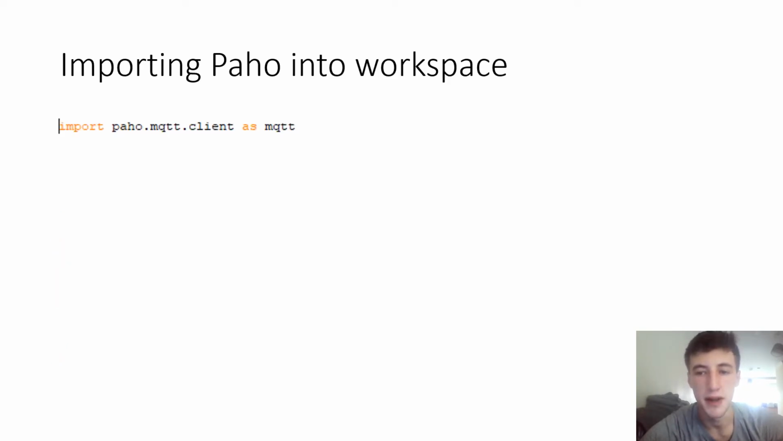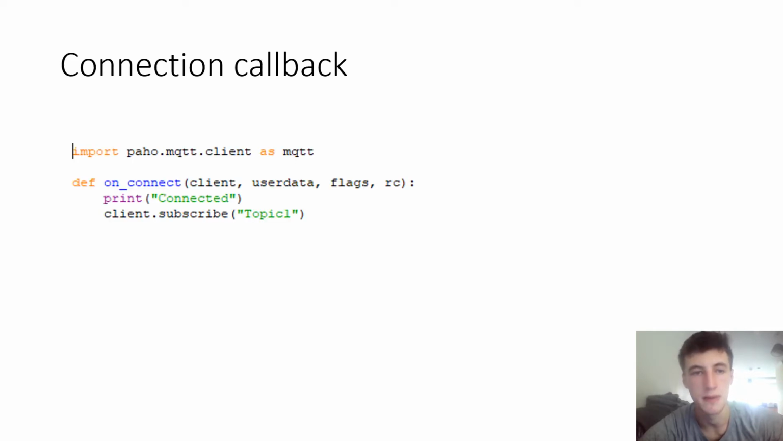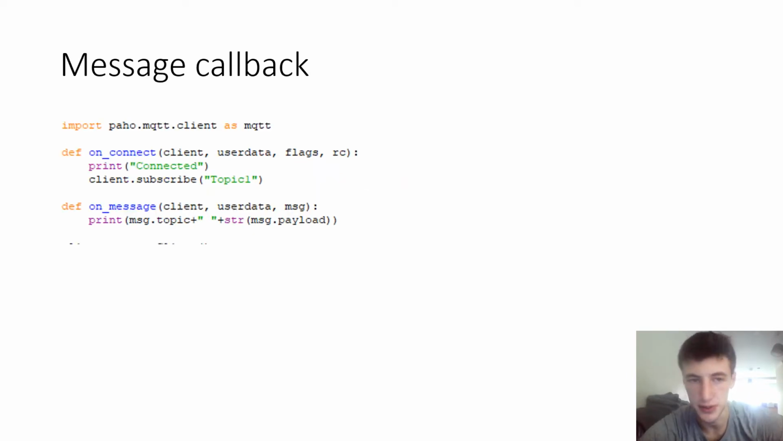And then if you open a Python file, you can now import Paho into the workspace by using this command here, import paho.mqtt.client as mqtt. Then you can create a callback. Similar to what we used in the MATLAB function, we're going to use a callback for every time we receive a message. But this one's a callback for every time we connect to a broker. So I've used def on_connect(client, userdata, flags, rc), print connected, and then client.subscribe to topic1. That just outputs connected when you're connected, and then it'll subscribe to topic1. Obviously you can change it to whatever topic you want.